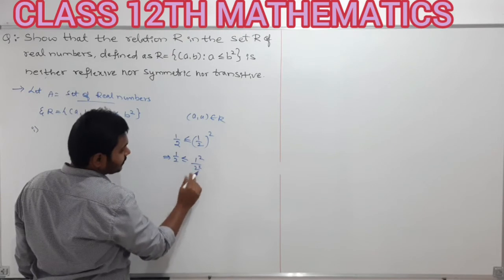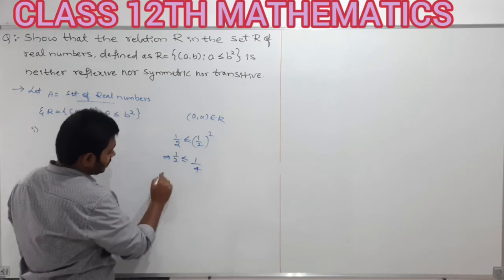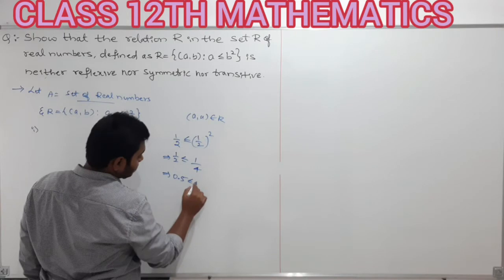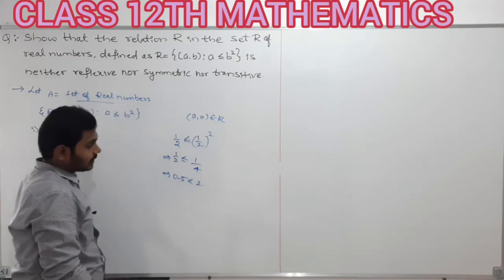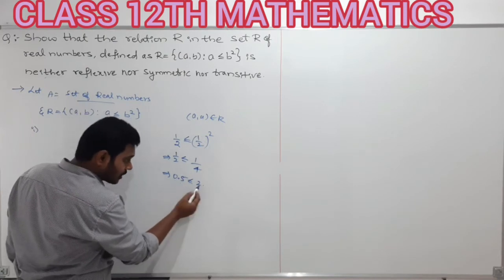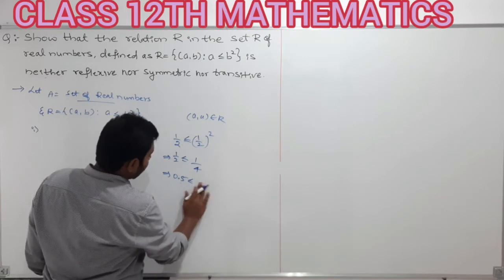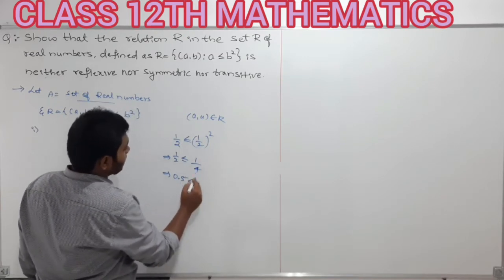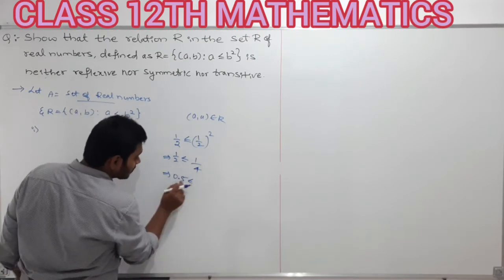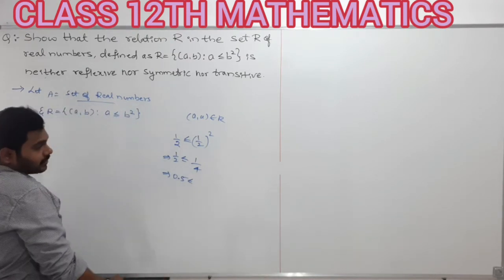So 1 squared divided by 2 squared, how much is it? 1 squared is 1, and 2 squared is 4. So 1 by 2 means 0.5, and 1 by 4 means 0.25. It means, my dear students, that the value of 1 by 4 is less than 0.5, so 0.5 is not less than or equal to 1 by 4. Am I clear?